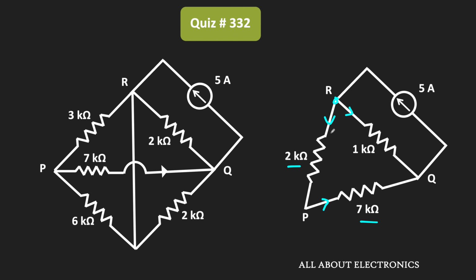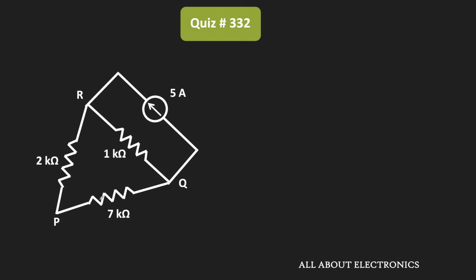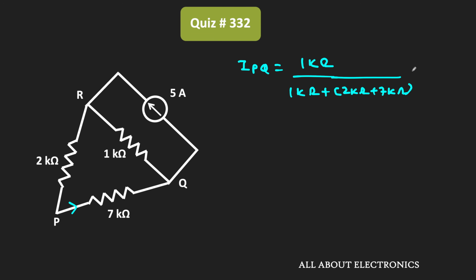So using the current divider rule, we can easily find this current IPQ. That means the current through this 7 kilo ohm resistor, or the IPQ, is equal to this 1 kilo ohm resistor divided by 1 kilo ohm plus the series combination of these two resistors, that is 2 kilo ohm plus 7 kilo ohm, times 5 ampere, that is equal to 5 divided by 10, or we can say that it is equal to 0.5 ampere.